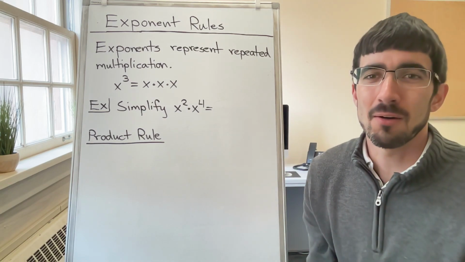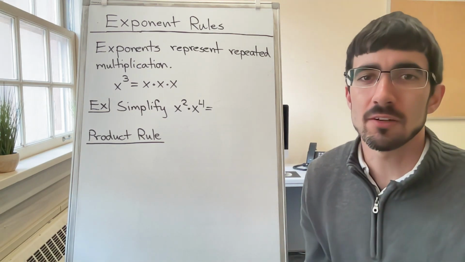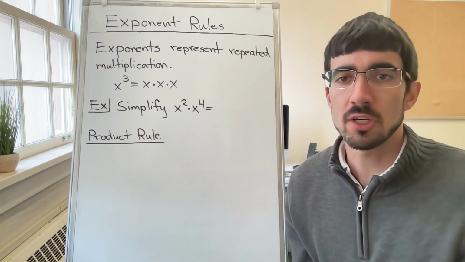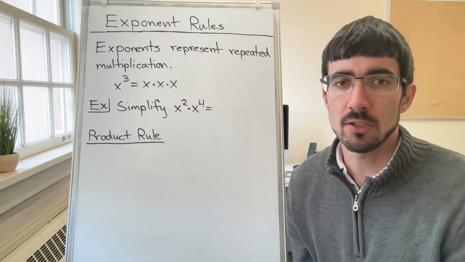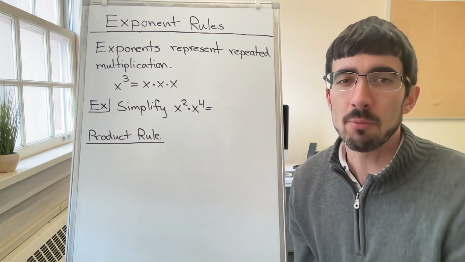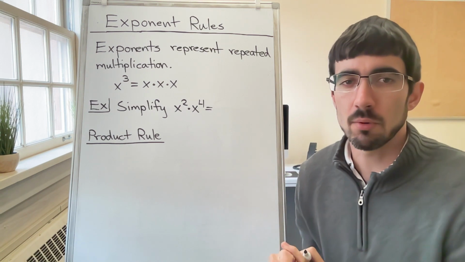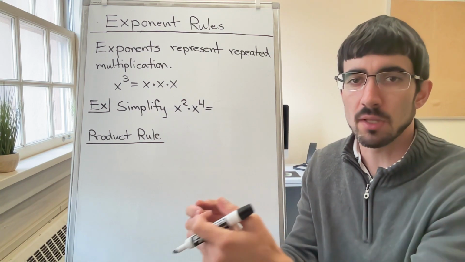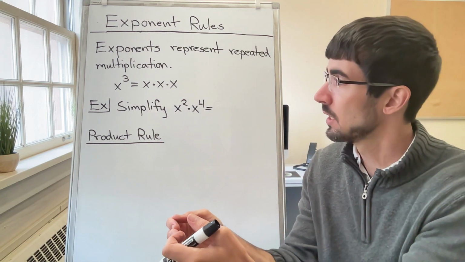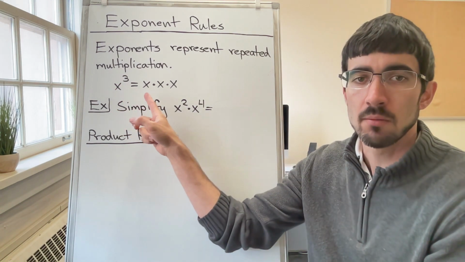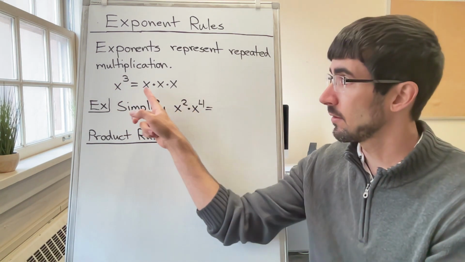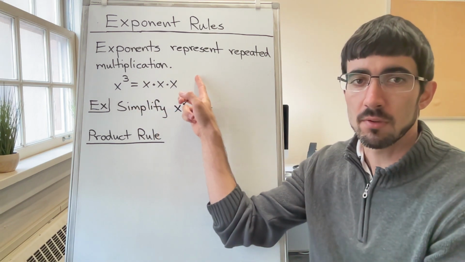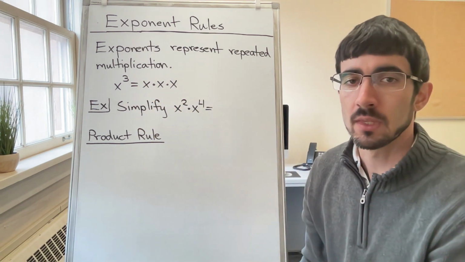In this video, I want to review the definition of an exponent and talk about the product, quotient, and power rules for exponential expressions. Remember that exponents represent repeated multiplication. So the same base is being multiplied a certain number of times. For example, x cubed means x times x times x. It's the base x multiplied 3 times. That was the exponent that we saw here.